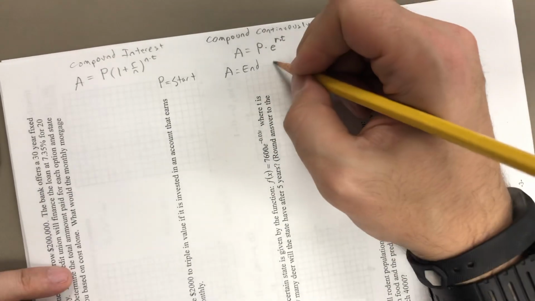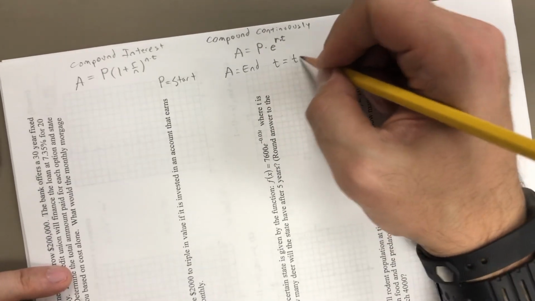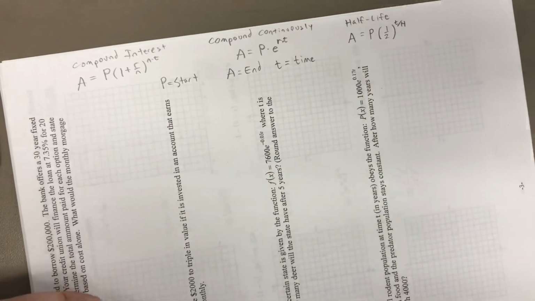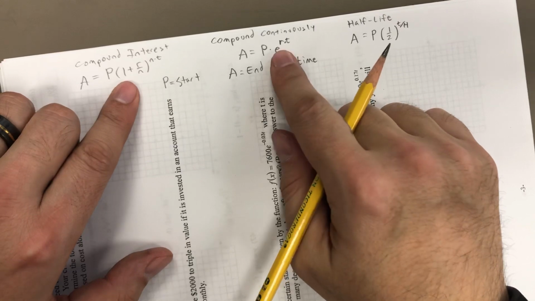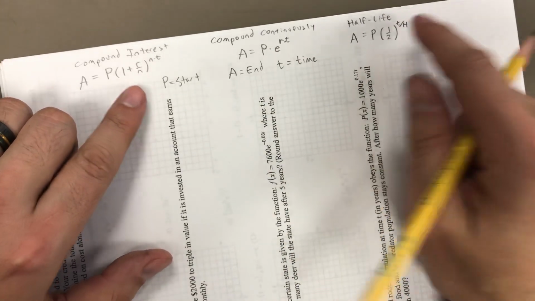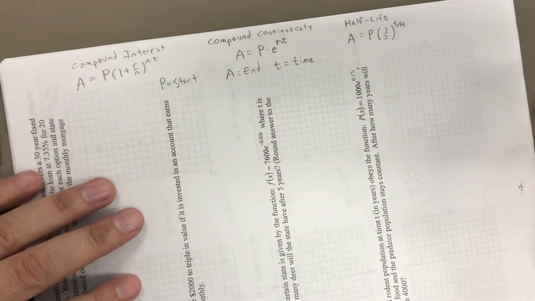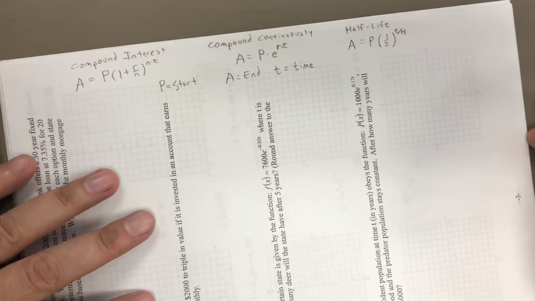So that's another variable that we use, t. t is the amount of time, and it can be in terms of years or hours. Usually they use years for the compound interest and compound continuously formula, but for half-life, it's open to whatever you really want: hours, minutes, seconds, days, whatever.